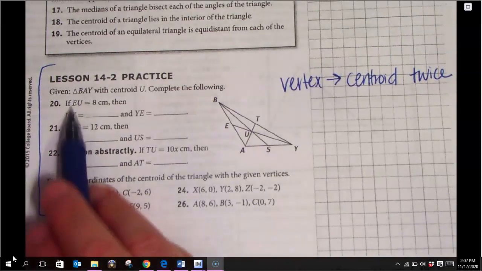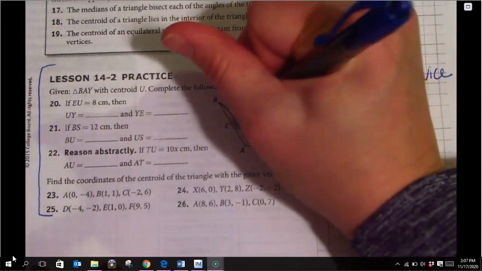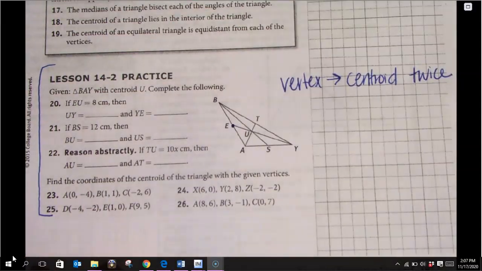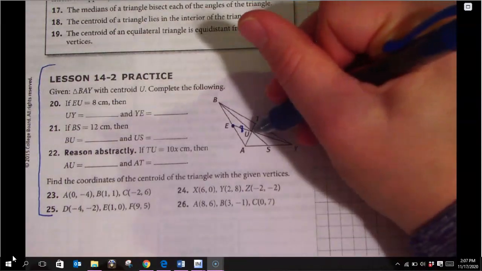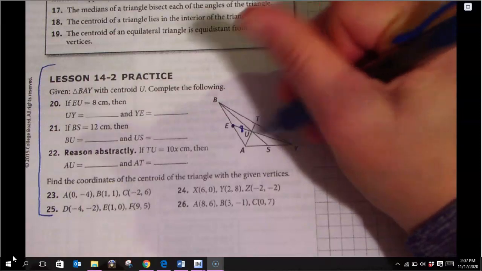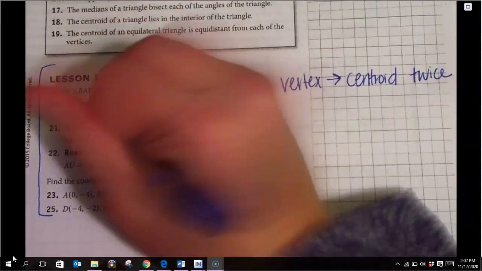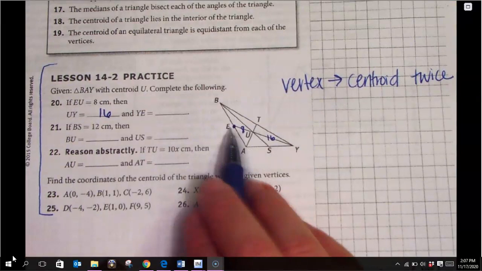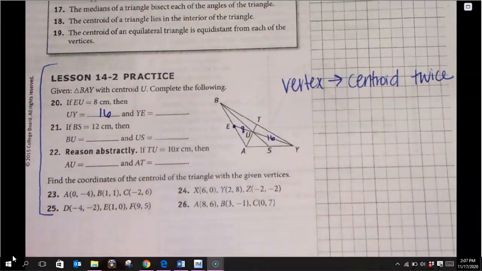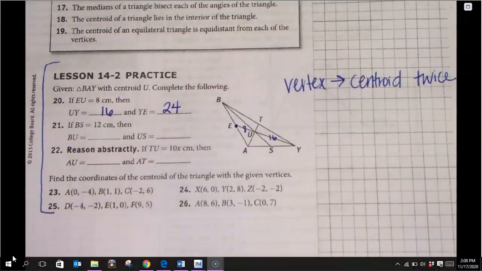Let's just look at the first one so I can help you with this one. If EU is 8, is E a vertex? No, it's a midpoint. So this is 8. Well, UY goes to the vertex. That has to be double that, so that's going to be 16. And then they want to know, what is YE? Well, that's the entire thing. What's 8 plus 16? That's 24. So hopefully that will help you with those.